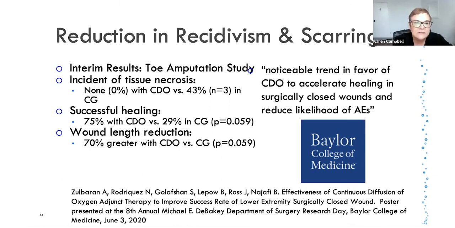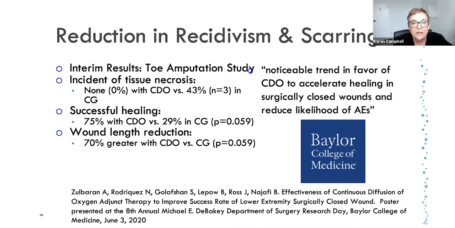And so you can see that the incidence of tissue necrosis with CDO was 0 versus 43% in the control group that just got the normal standard care. And the healing rate was significantly higher in the CDO group, 75% versus 29% in the control group. And as well, wound length reduction was 70% greater in the CDO arm versus the control group.